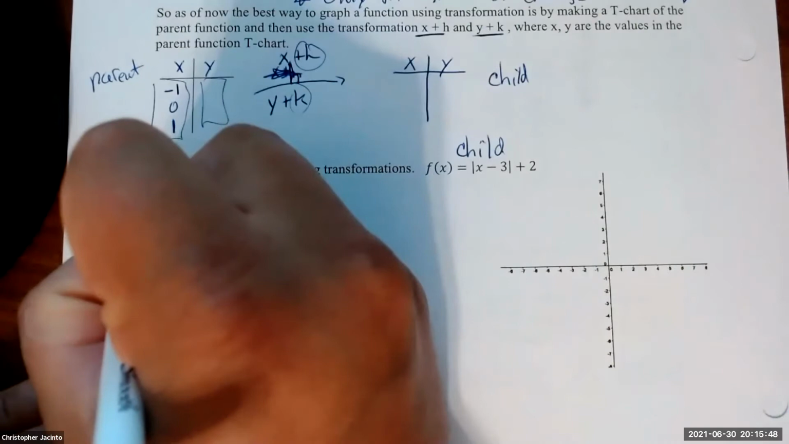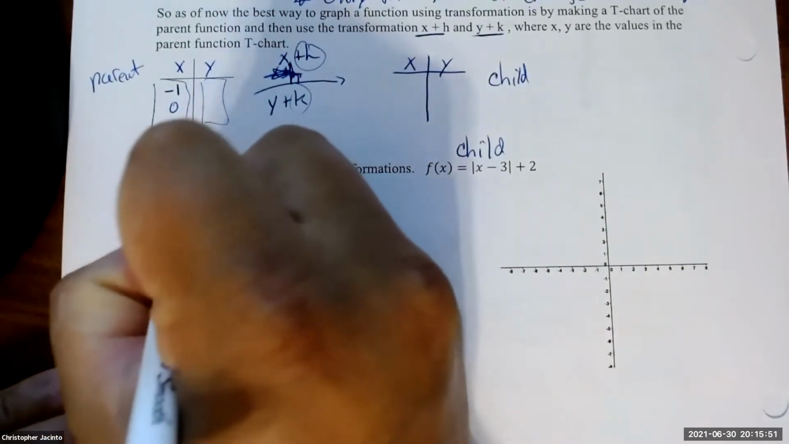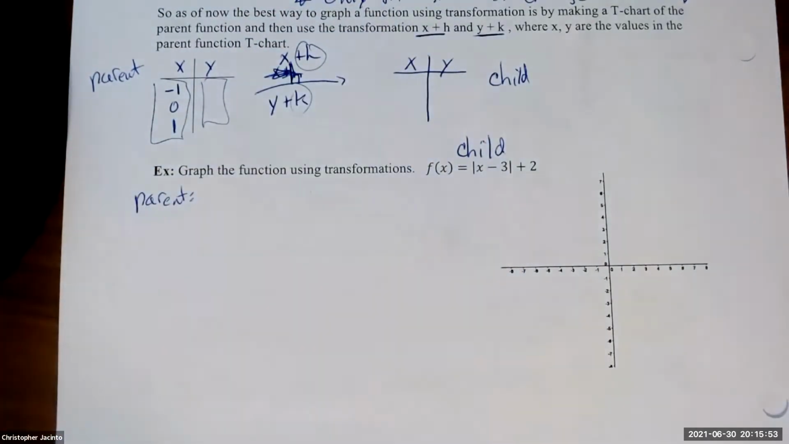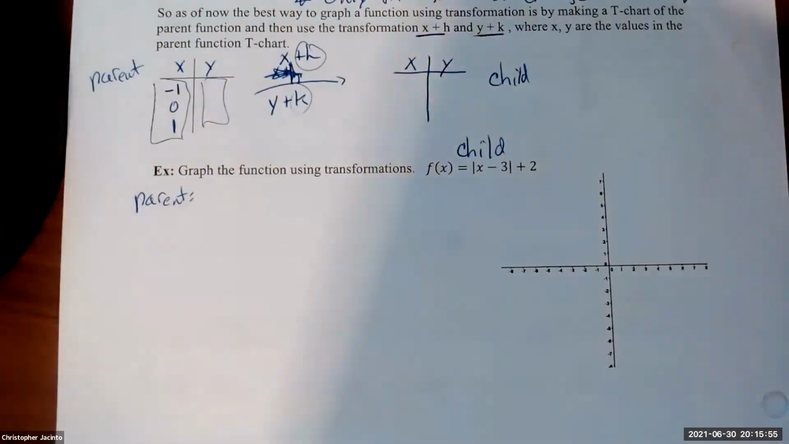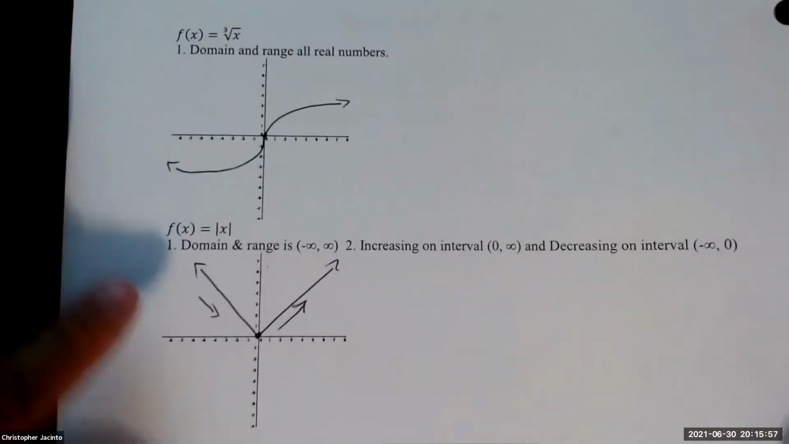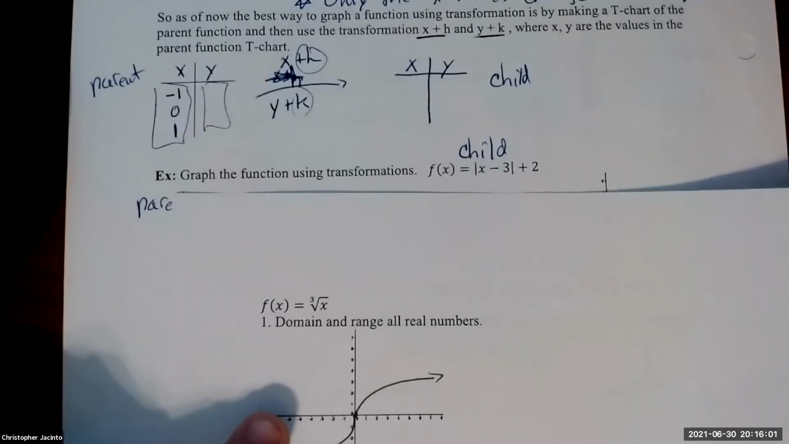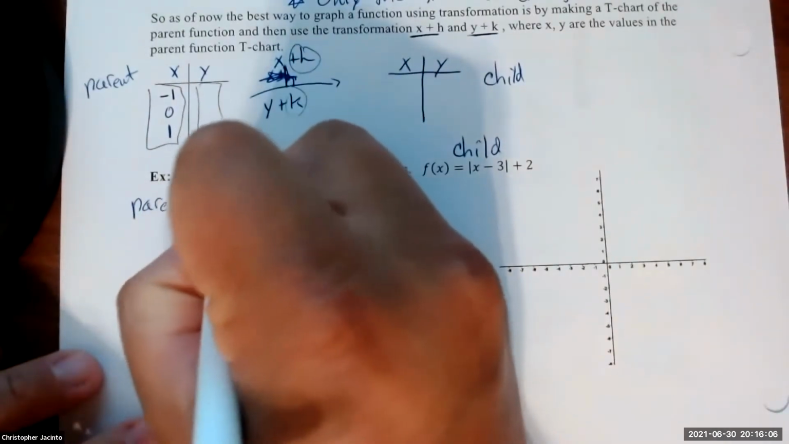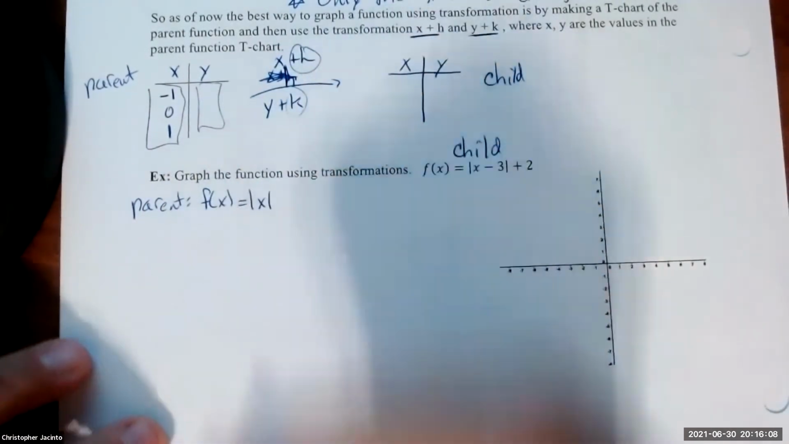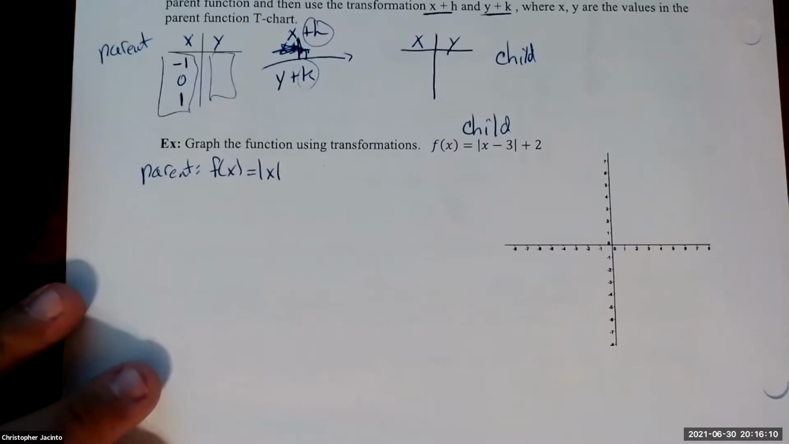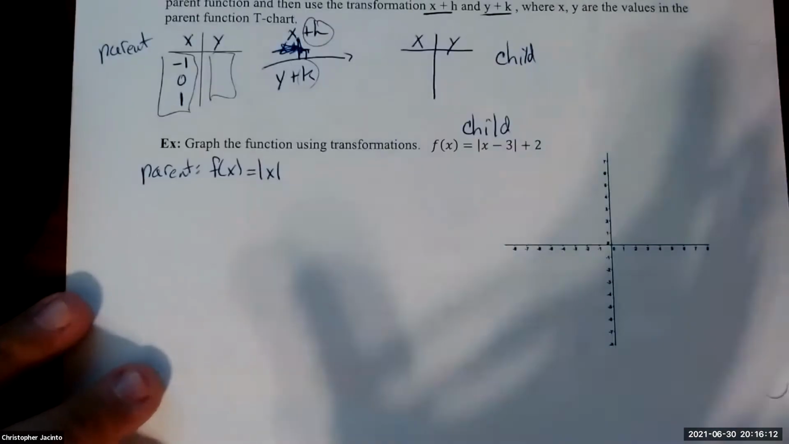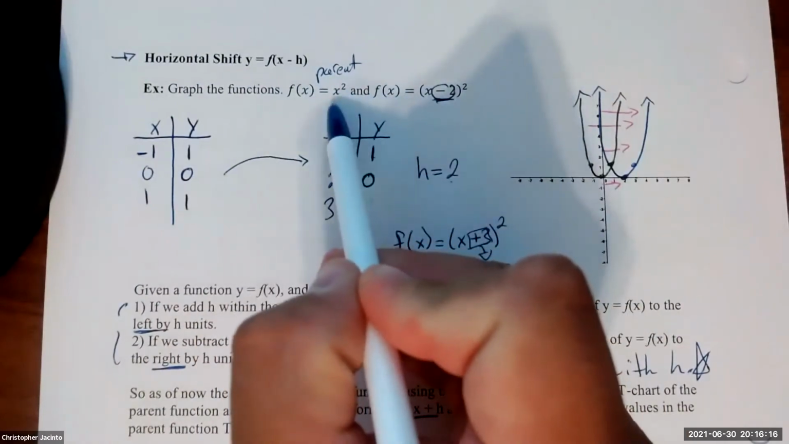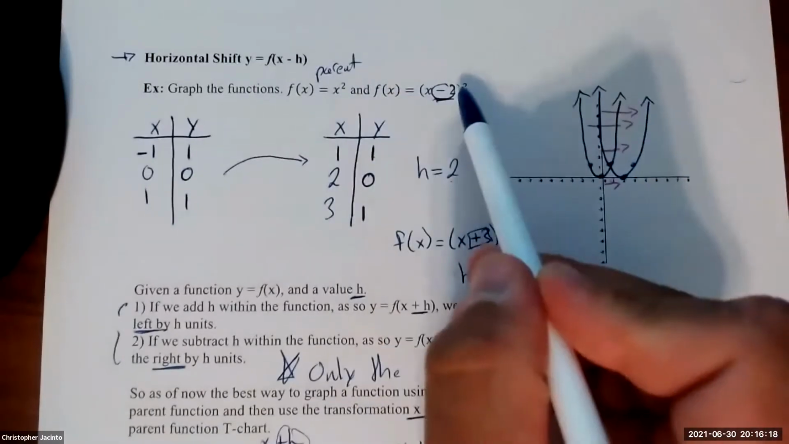So the first thing we want to do is write our parent function. So remember, parent function is where does it come from? The bare basics. And it's just the absolute value of x, right? That's what comes into play. It's just a curve. So the parent function is the absolute value of x. In other words, with no numbers attached. Like this one, the parent function is just the parabola, x squared, right? Because we just drop it off, we just get x squared.